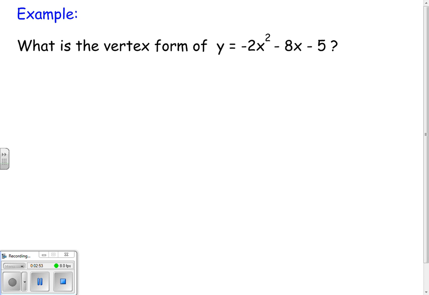That's what they're going to ask you to do. They're going to give you a standard form and ask you for a vertex form. So the first thing you need to do is find a, which is negative 2, b, which is negative 8, and c, which is negative 5.